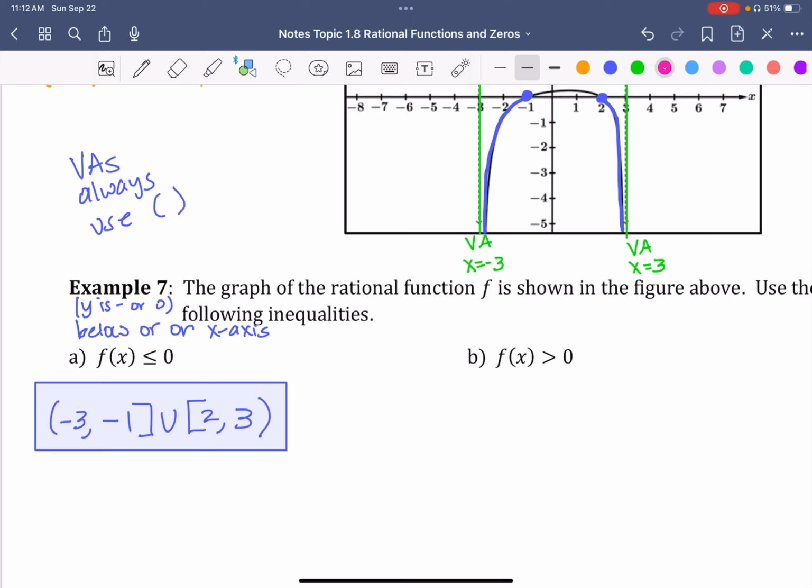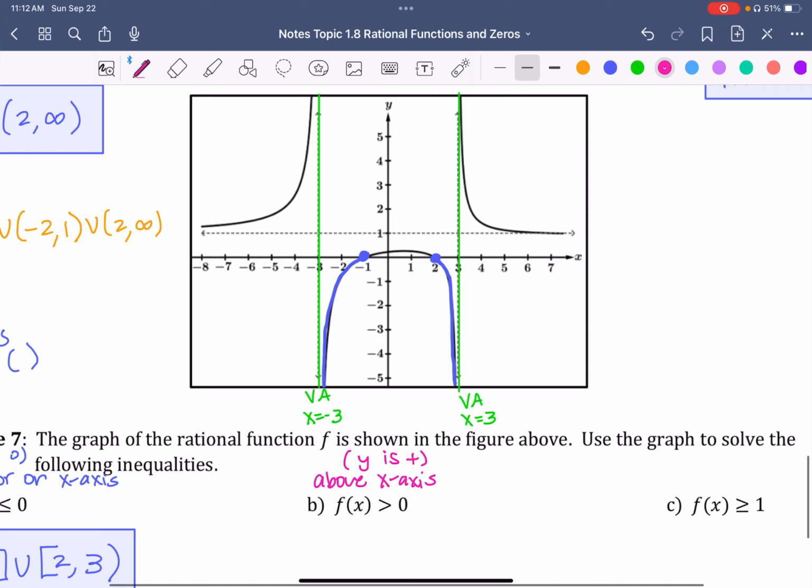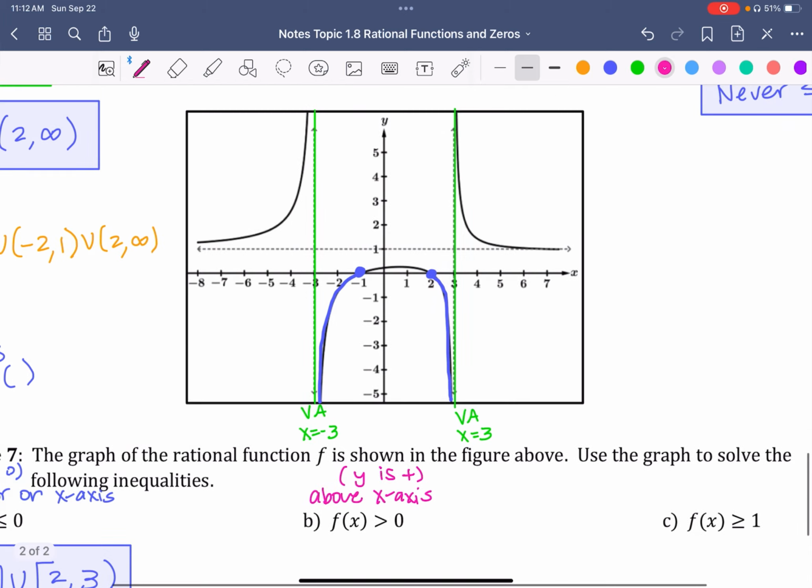Okay, let's try another one. F of x is greater than 0. That means I am above the x-axis. And if it helps you, all that's saying is that y is positive, right? Where is y positive? Well, that's above the x-axis. So you can think about it any way you want. Now, this is not including the zeros.